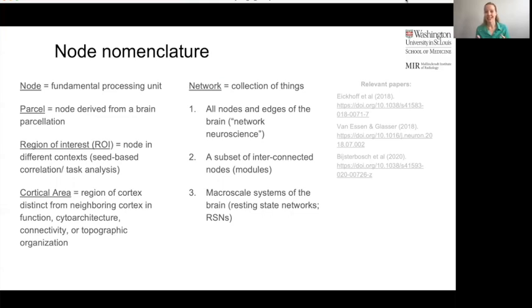Interestingly, the term network is kind of confusing and gets used for multiple different things. In a way, a network is an intuitive way of saying a collection of things. And so within neuroimaging and neuroscience, a network might refer to the full connectome, so all nodes and all edges of the brain graph as in network neuroscience. Or in some parts of neuroimaging, we refer to a subset of all of the nodes that are interconnected with each other, so a module, as a network. And that relates to the third possible definition of a network within our field, which is essentially a macroscale system of the brain, so a resting state network, such as the default mode network.